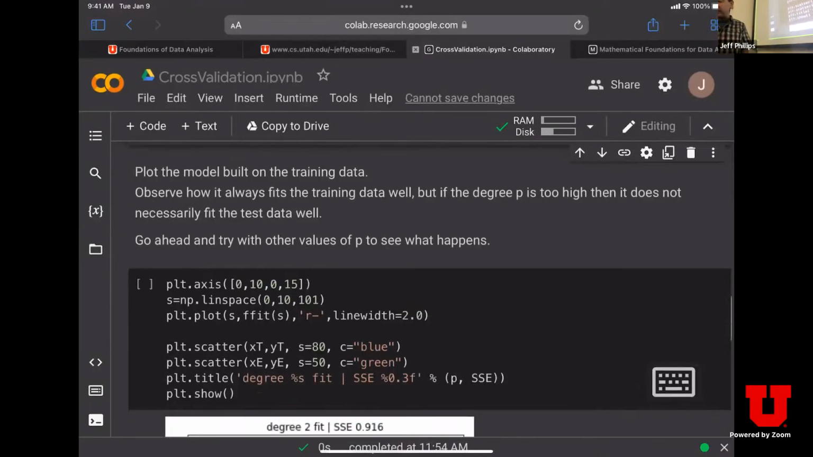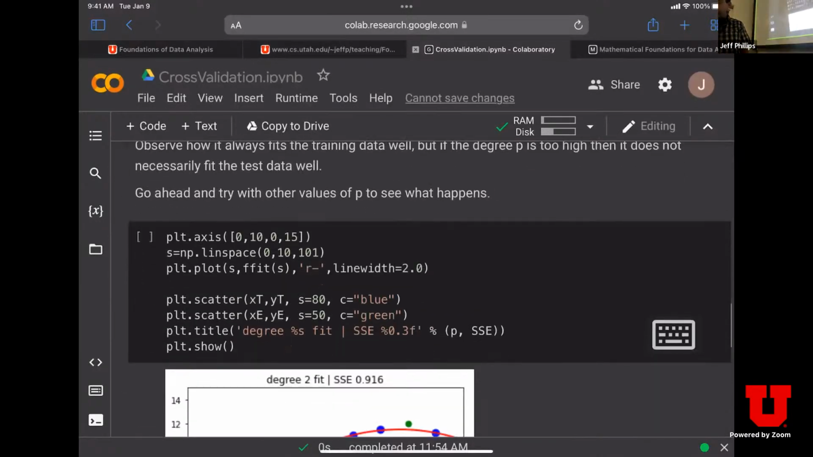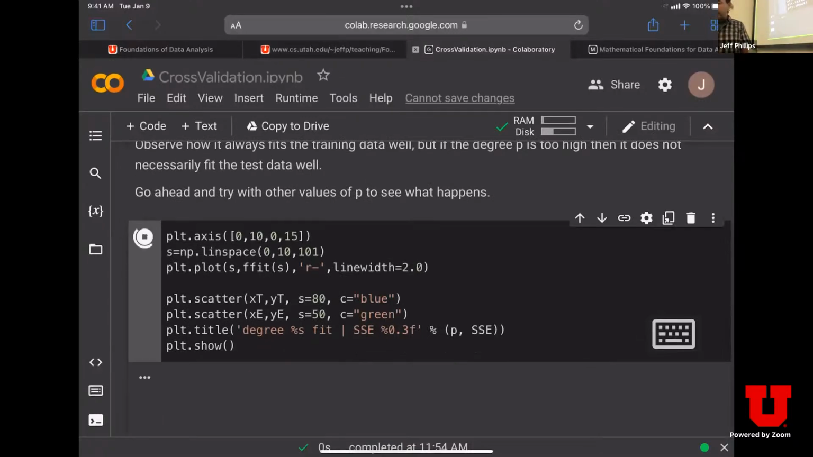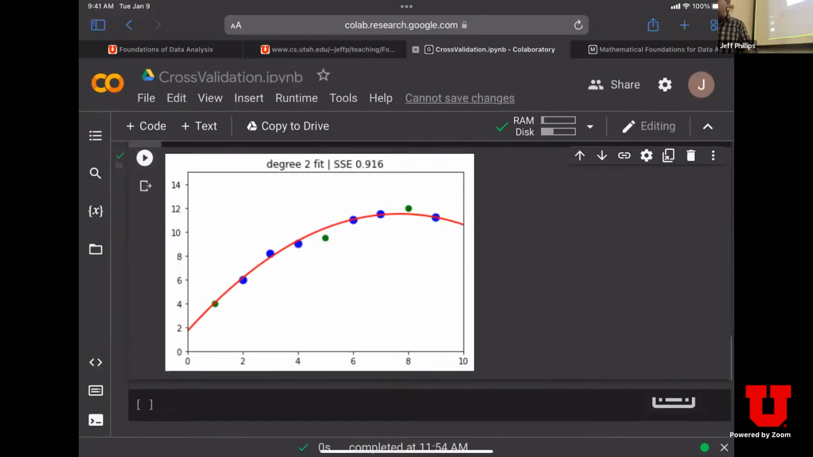That's the sum of the squared errors. And here's what the curve looks like. A polynomial of degree 2 does a pretty good job. It goes through the blue data points almost exactly, not quite exactly, but pretty close here. And it does okay on the green ones.